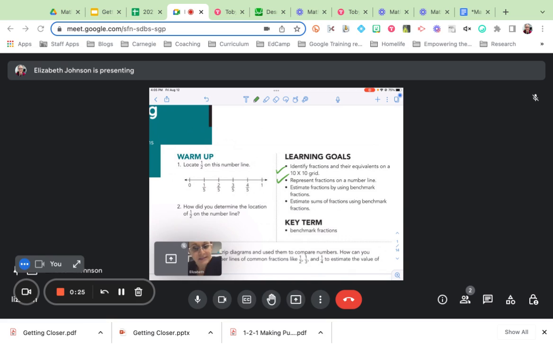We want to estimate fractions using benchmark fractions. And we want to estimate sums of fractions using those benchmark fractions. So, four success criteria for us today. Our key term is benchmark fractions, and we're going to get started with a number line in our warm-up.